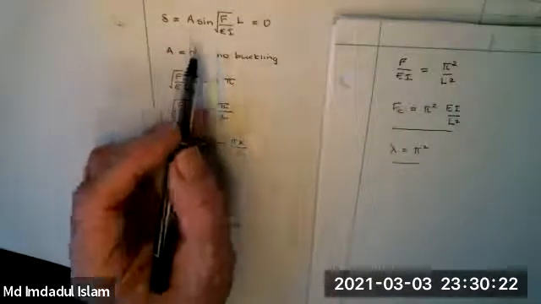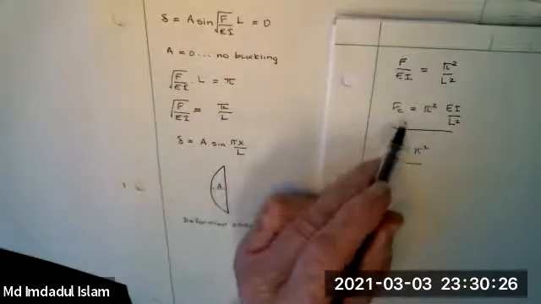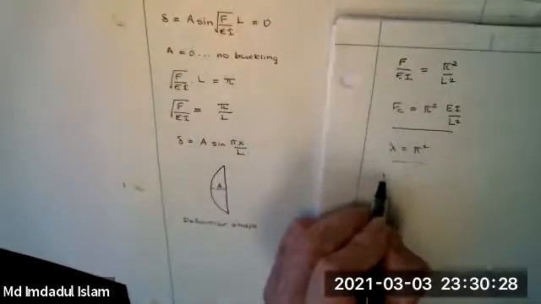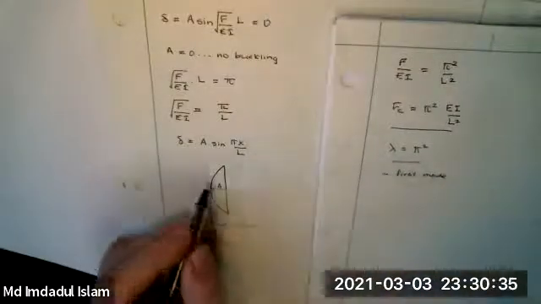Okay. I'm going to do an example. I've got a ruler, and we'll see how well this works. This is the first mode of buckling. And it looks like this.